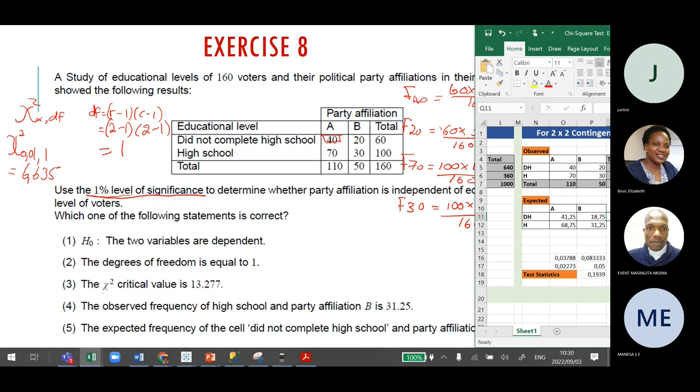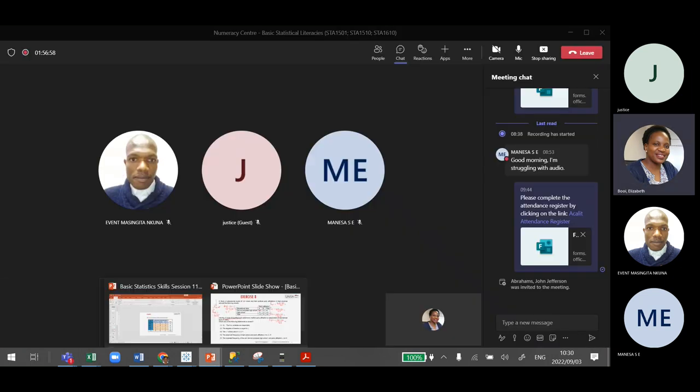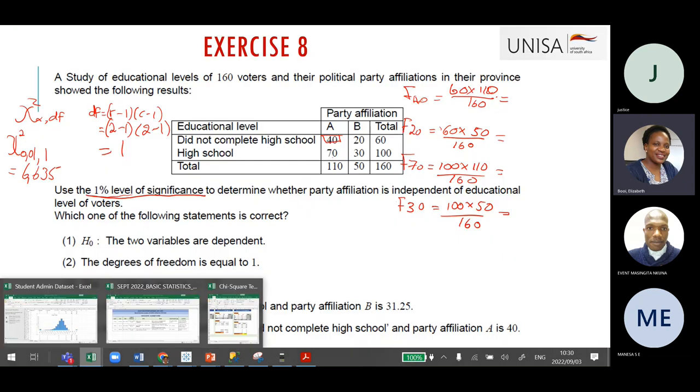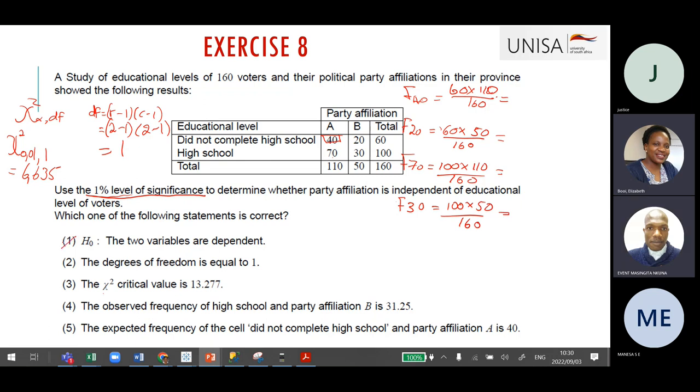So, number one, we're looking for the correct answer. Is number one correct or incorrect? Number one is incorrect because it states that the null hypothesis is dependent. We know that the null hypothesis should always state independent.